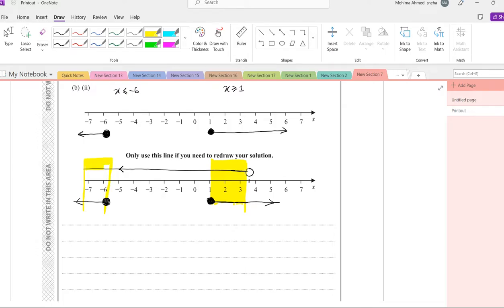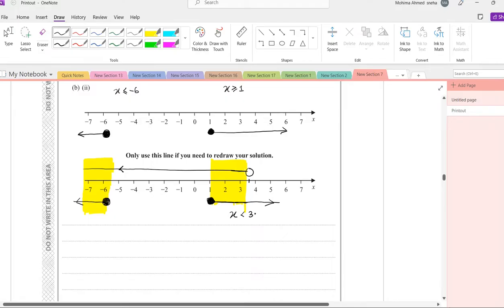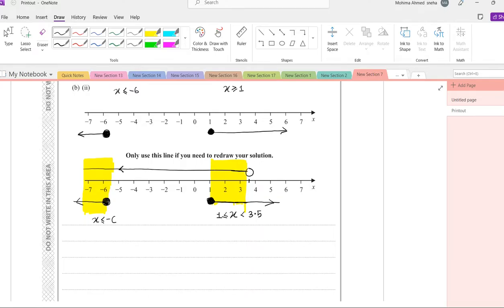which basically goes to infinity, because there is no end for the arrow. There x is less than or equal to -6. Now less than or equal to could mean towards negative infinity, and the upper arrow means less than 3.5, and less than 3.5 could also mean towards negative infinity. So this common region is x less than 3.5 and greater than or equal to 1, and here you have x less than or equal to -6.